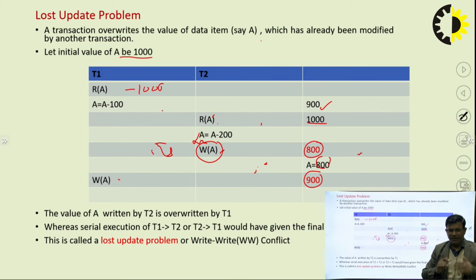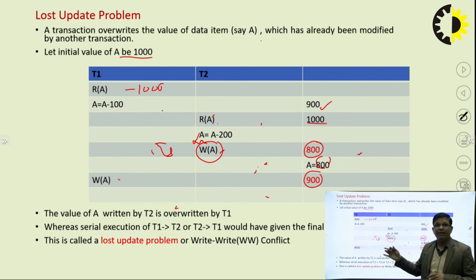It means we can say the writes happen one after another. This is the case of lost update. It means any change in a variable that has been updated by one transaction should not be overwritten by a different transaction.